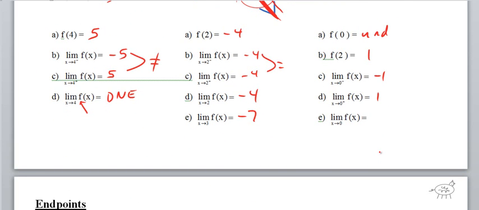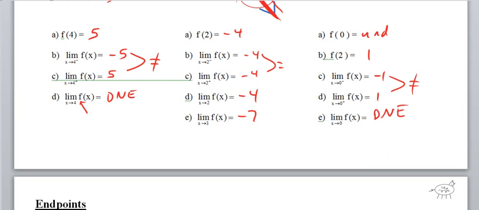And again, these are not equal. So what can you tell me? DNE. Okay, not bad. So that's really what limits are all about. Limits are about approaching from the left side, right side, or two-side limits.